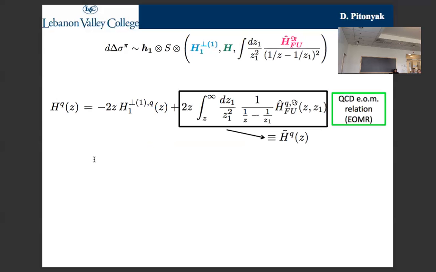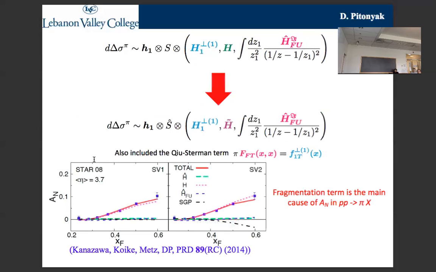So instead, what we did was to eliminate the function h in favor of the first moment of the Collins function, which of course we had information on, and then we needed to parameterize and fit this dynamical fragmentation function. So this is what we did back in 2014, and we also included the Qiu-Sterman term, but we fixed that through the first moment of the Sivers function.